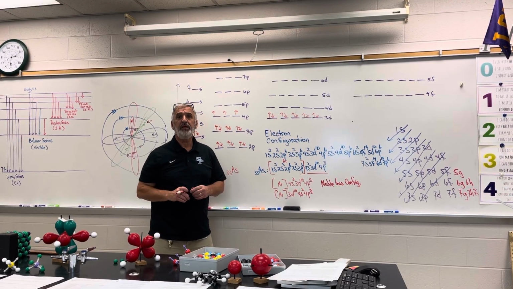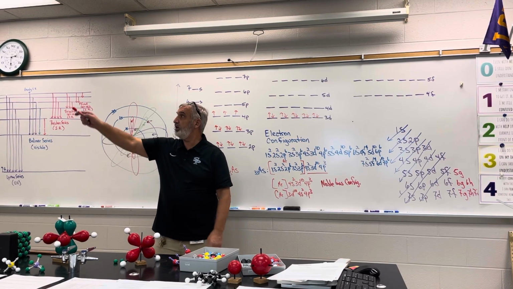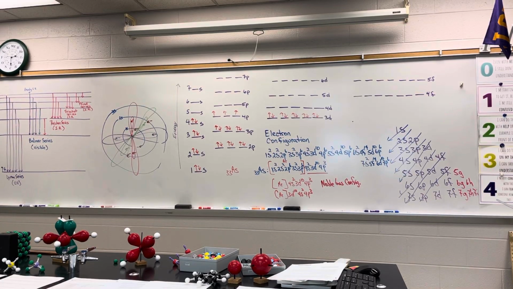Yes, sir? So if it was aluminum, would you do neon plus everything? Yeah, aluminum is always going to be whatever it is. So everything on the third row is going to use neon. Everything on the fourth row is going to use argon. Everything on the fifth row is going to use krypton. Okay? So let's do this.